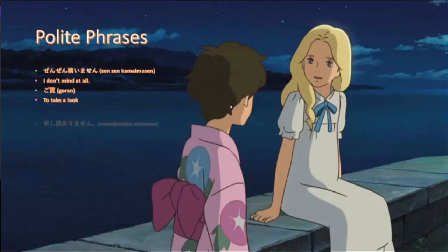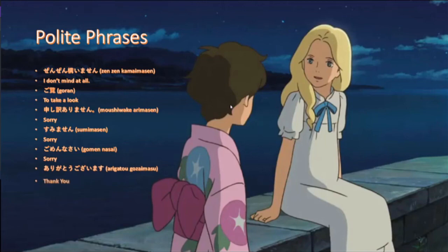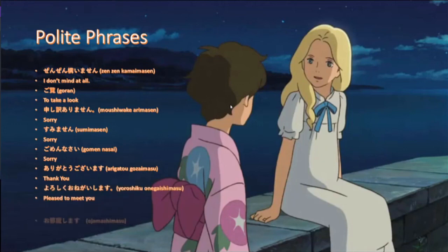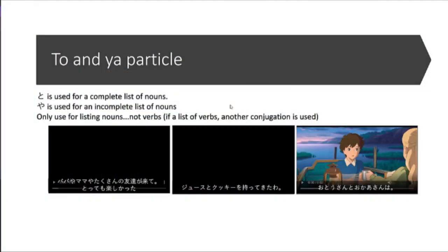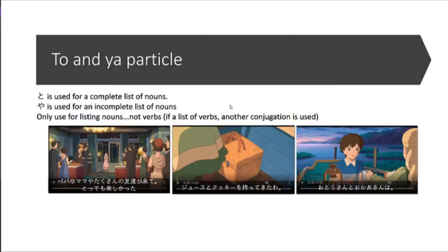Again, we can just see some examples of polite phrases that we've just said, such as moushiwake arimasen, moushiwake gozaimasen, gomen nasai, arigatou gozaimasu. Yoroshiku onegaishimasu, which is like nice to meet you, ojamashimasu, and so on. And I think we're getting close to the end. It's been a long session today.